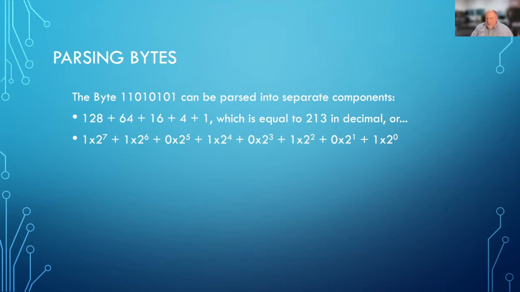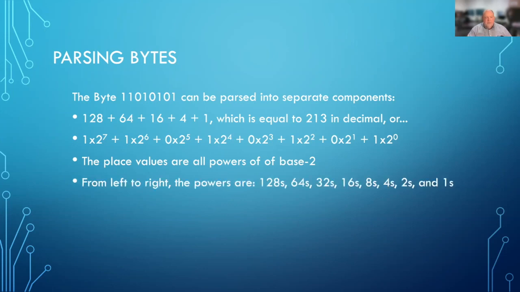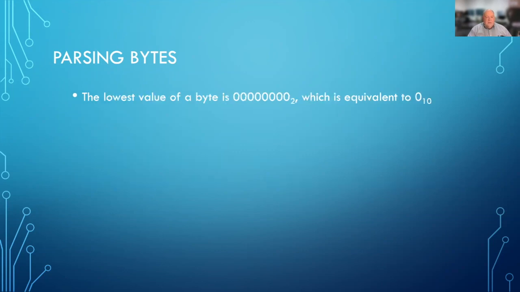Right? So another way of looking at that in binary is 1 times 2 to the 7th, 1 times 2 to the 6th, 0 times 2 to the 5th power, 1 times 2 to the 4th, 0 times 2 to the 3rd, 1 times 2 to the 2nd, 0 times 2 to the 1st power, and 1 times 2 to the 0 power. So the place values are all powers of 2. It works just like decimal in that respect. Right, and here are the place names: the 128s, the 64s, the 32nds, the 16s, the 8s, the 4s, the 2s, and the 1s.